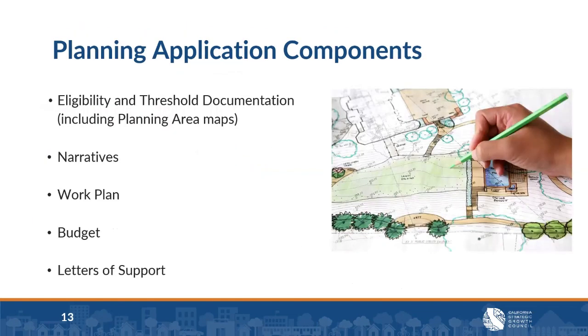In terms of the planning application components, there are a few different components that are just provided as an overview here. So there are eligibility and threshold documents. There are a number of documents that are detailed in the guidelines, including planning area maps. And certainly if we provide technical assistance, we can provide you with a bit more information to help you understand what's required in terms of the documentation. Then there are narrative workbooks, a work plan, a budget, and lastly, letters of support.